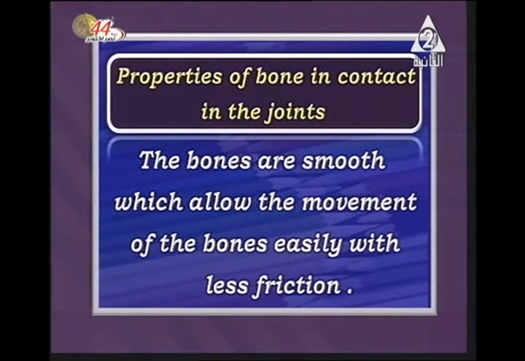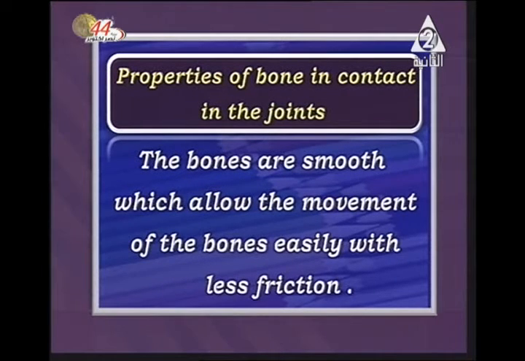Get the meaning? So from the property of the bone in contact within the joint, in this type of synovial joint, they are covered with a delicate layer of transparent cartilaginous substance, and the bones are smooth. And what does it mean? This means they allow movement of bones easily with less friction, to lessen the continuous corrosion of the bone. Okay. After that, we have an example.